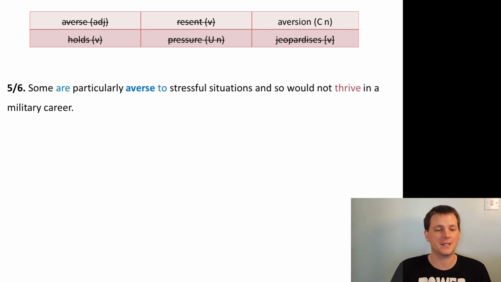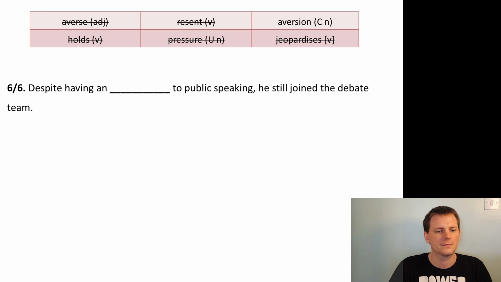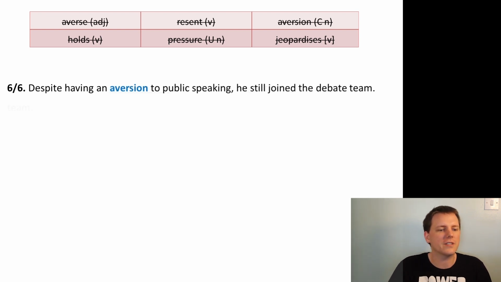Another useful word in this sentence is thrive. You can thrive in something. That means develop and excel in it, develop far, progress a lot in something. And of course the last one, there's only one option, has to be aversion. Having an aversion to public speaking. What's the topic then? Debate team, public speaking, skills. So okay, you can have an aversion to something.